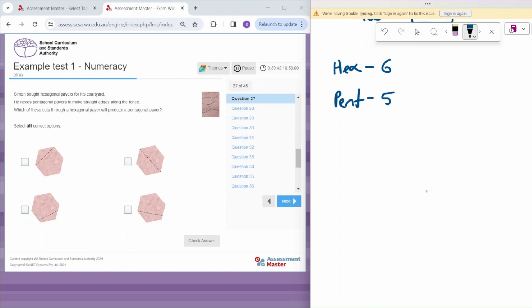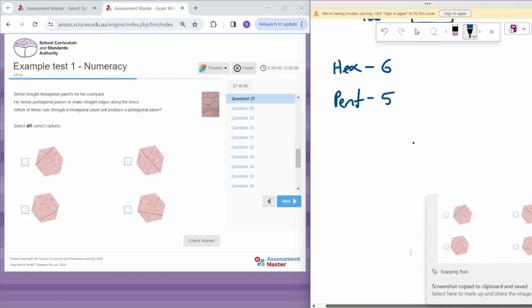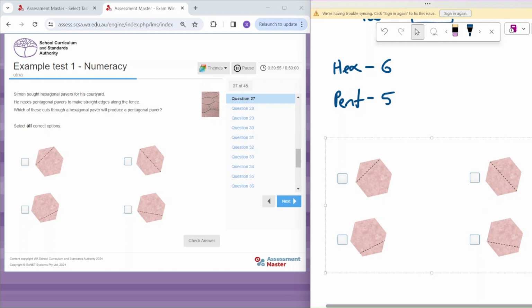So let's take a snip of this. Snip. And let's just explore the shape that will be formed. This one's actually not a tricky one. You should be able to get this one. Cross that out. Okay. If we were to cut along this line, what they're saying is, what happens if we cut? Well, if we cut along this line, the new shape formed is this paver. One side, 2 sides, 3 sides, 4 sides, 5 sides. So that is a pentagon. So we can click that one.